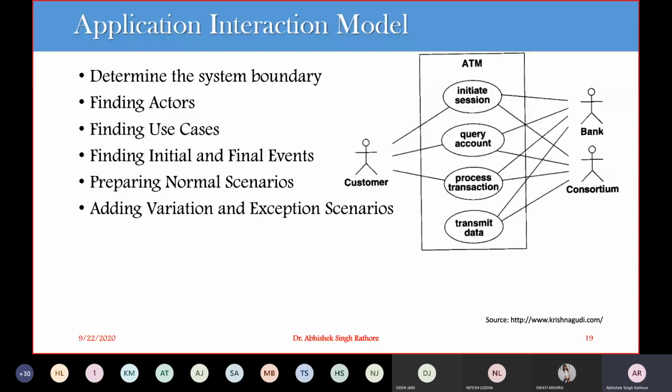So for this particular use case, we are accessing services right from the ATM. First we have the initial event, and then the final events. The initial event is that the customer inputs his ATM card into the machine, and then we have two final events: either the ATM system keeps your ATM card, or it returns your ATM card.